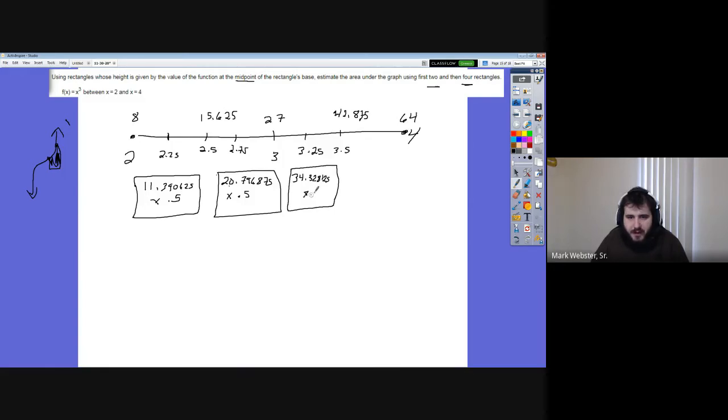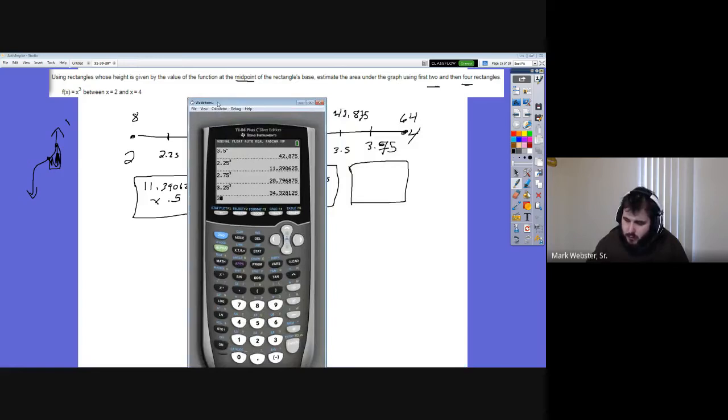34.328125 times a half. And then, again, 3.75 here. And then we're going to do the exact same thing. 3.75 raised to the third power gives us 52.734375.